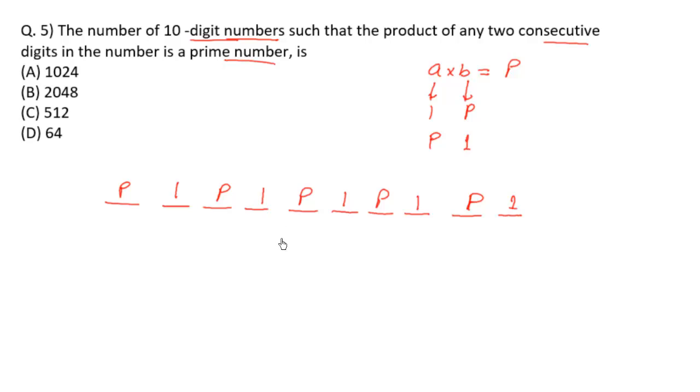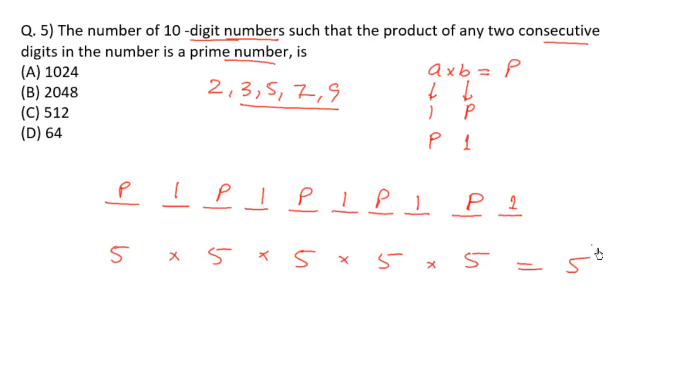This is one of the cases wherein we are starting the number with a prime number, and the prime numbers are 2, 3, 5, 7 and 9. So obviously these are the 5 prime numbers. So this place can be filled in 5 ways, this can be filled in 5 ways, this can be filled in 5 ways, and so can this and this. So the number of ways in which this number can be formed is 5 to the power 5.